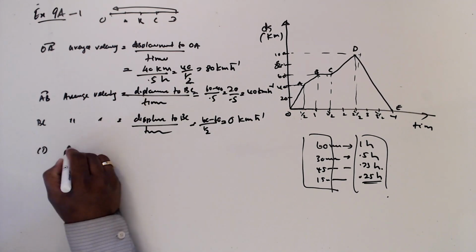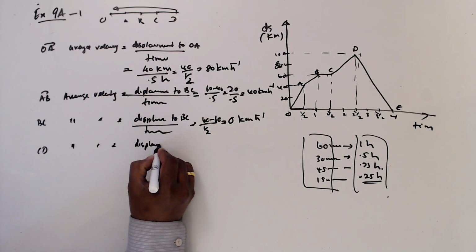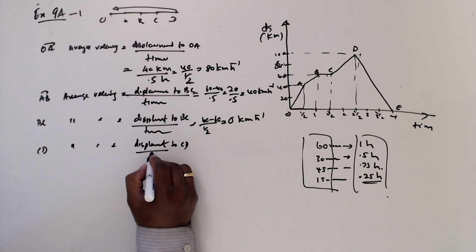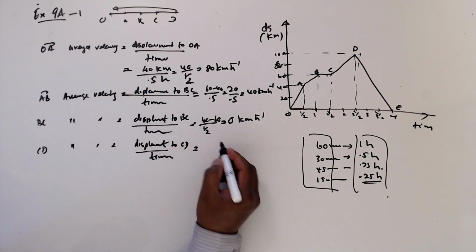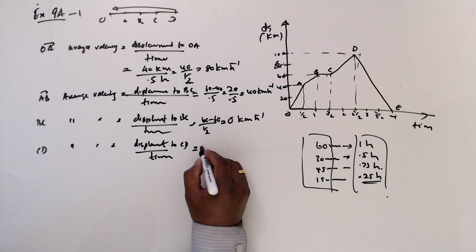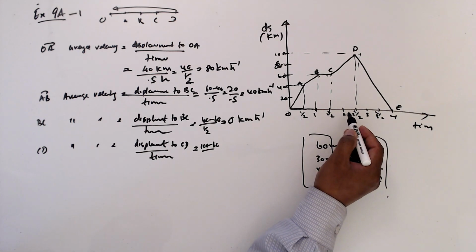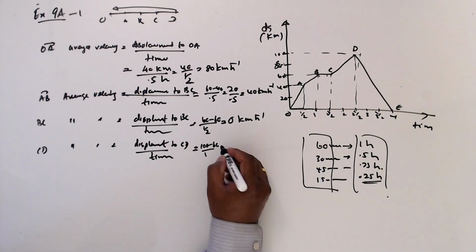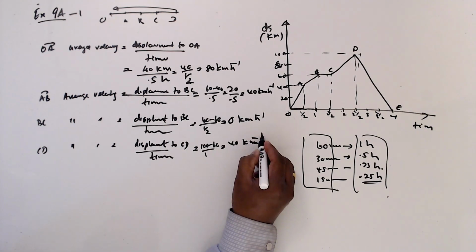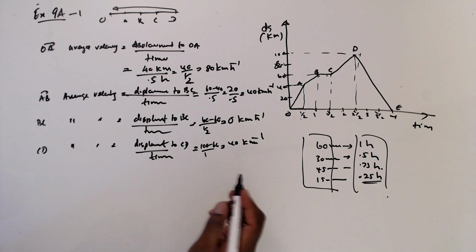Then C to D, average velocity is displacement C to D divided by time. This is 100 and this is 60. So 100 minus 60, divided by the time, which is 1 hour. That is 40 km h minus 1.